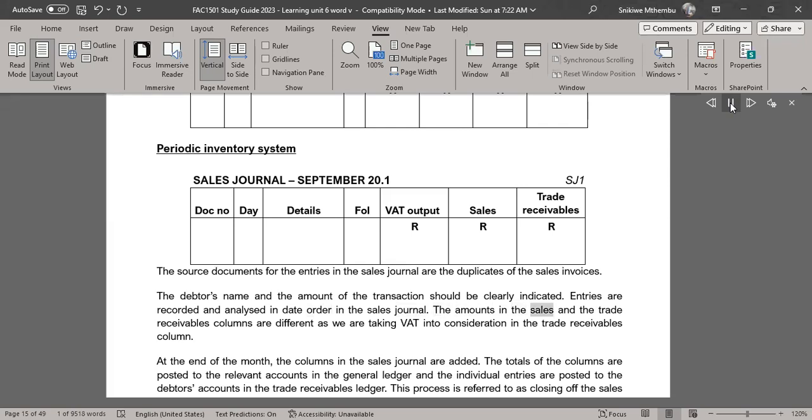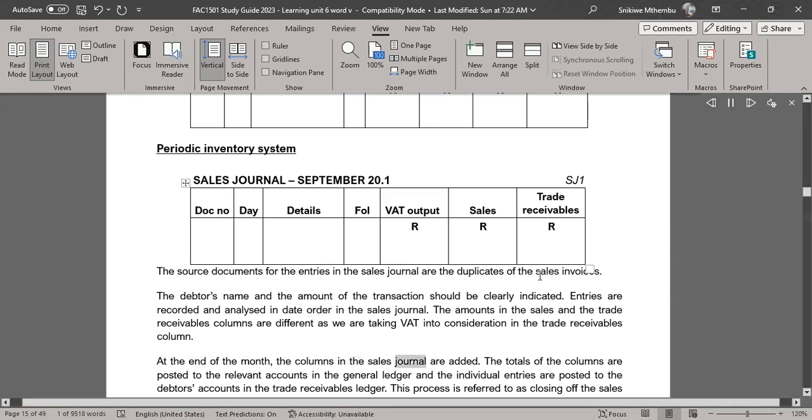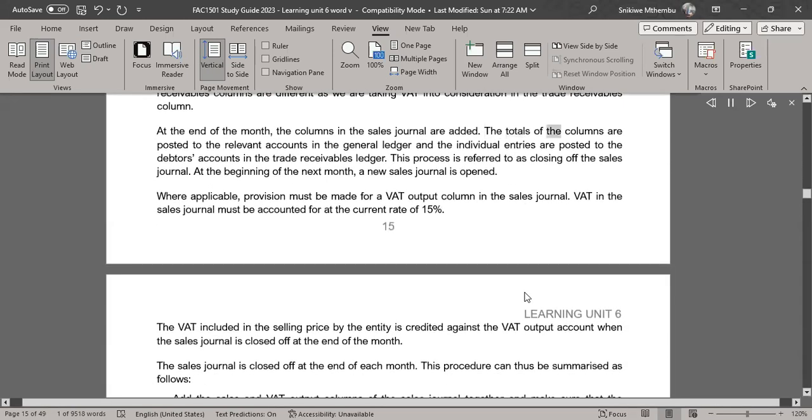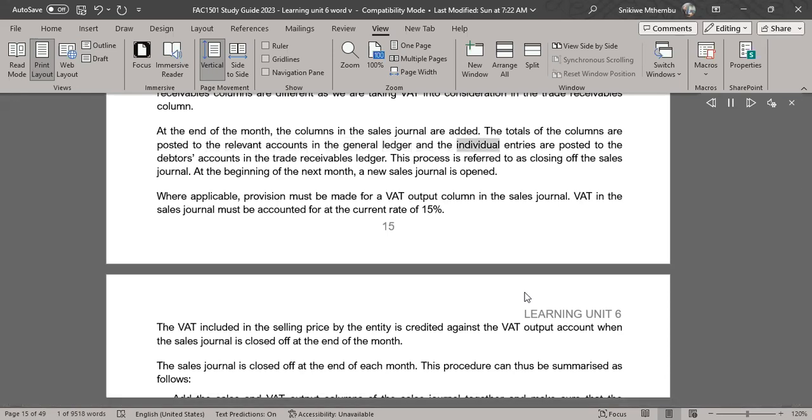The amounts in the sales and the trade receivables columns are different as we are taking VAT into consideration in the trade receivables column. At the end of the month, the columns in the sales journal are added. The totals of the columns are posted to the relevant accounts in the general ledger, and the individual entries are posted to the debtor's accounts in the trade receivables ledger. This process is referred to as closing off the sales journal. At the beginning of the next month, a new sales journal is opened.